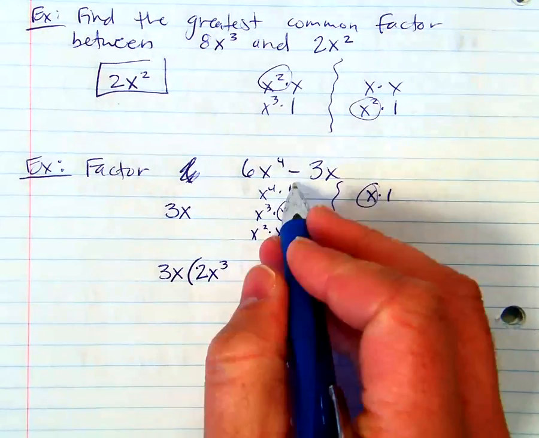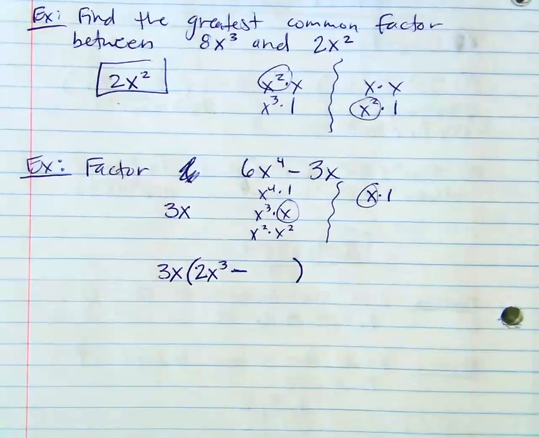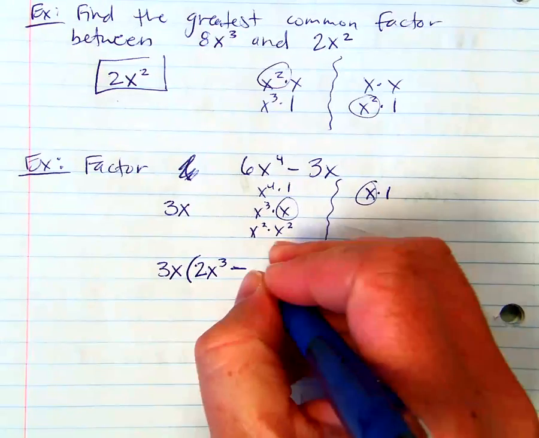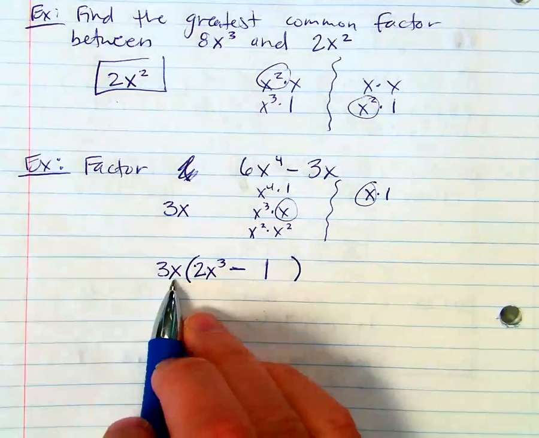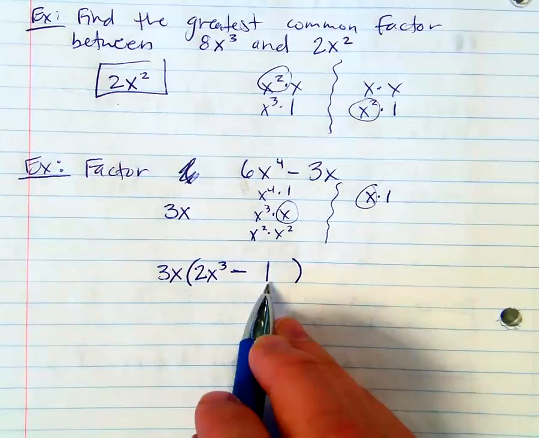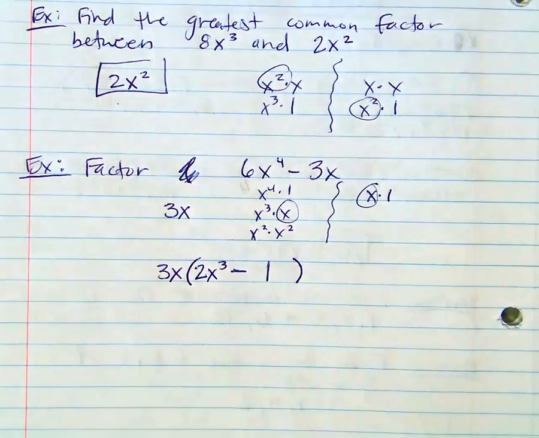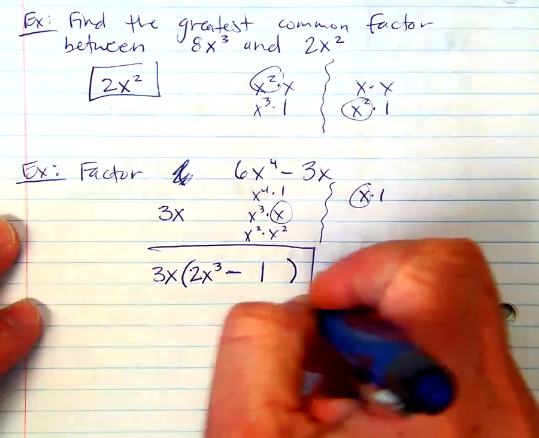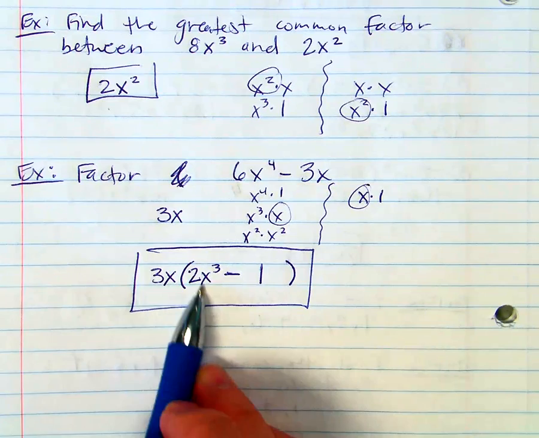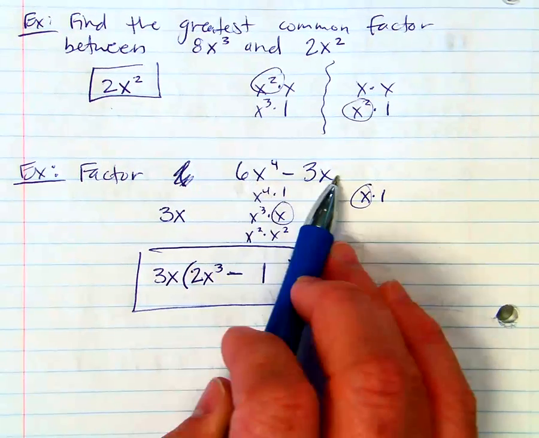Alright. Minus 3 times what makes 3? X times what makes x? 1. I mean, 1 times anything is just going to leave it alone. So this is it. We're done. Which means that if we could take the 3x that we took out and distribute it back into here, we should get the original polynomial back.